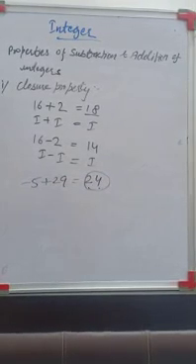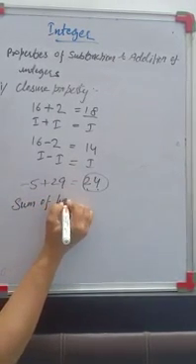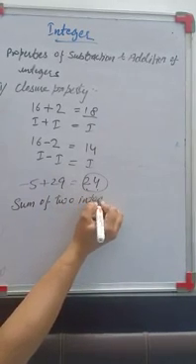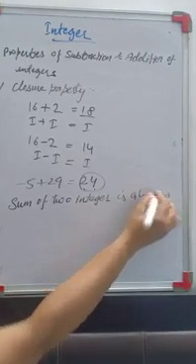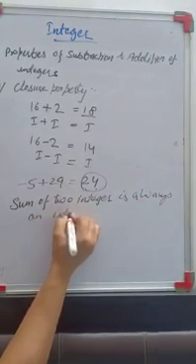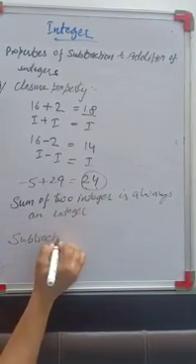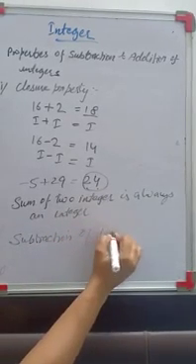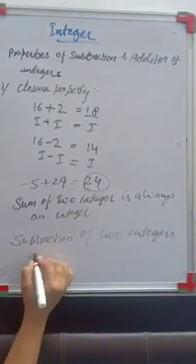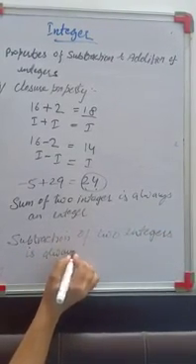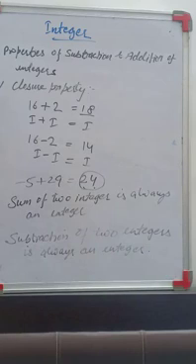So the closure property states that the sum of two integers is always an integer. Also, the subtraction of two integers is always an integer. So this is the closure property.